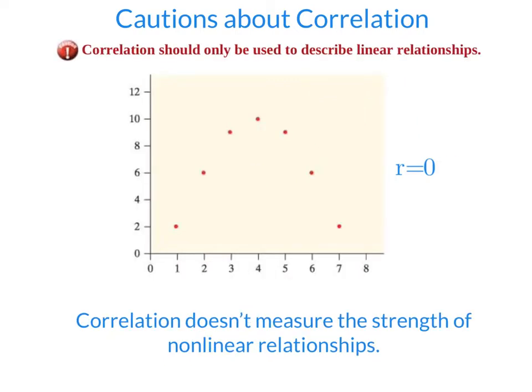And that brings me to my third caution, and that is correlation should only be used to describe linear relationships. Correlation doesn't measure the strength of nonlinear relationships. So we've got a curve here. Very, very clearly that's a curve and not a line. And the correlation is 0. It's weak because it's not a line.